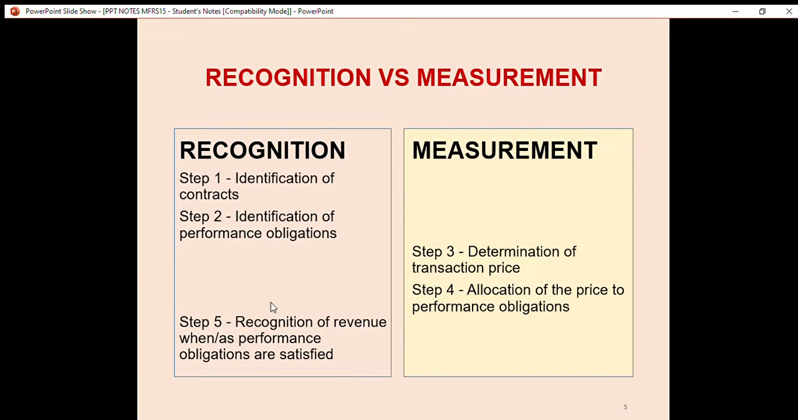Basically the 5 steps of revenue recognition model consists of recognition and measurement. Step 1, 2 and 3 are related to the recognition, and step 3 and step 4 are related to the measurement.